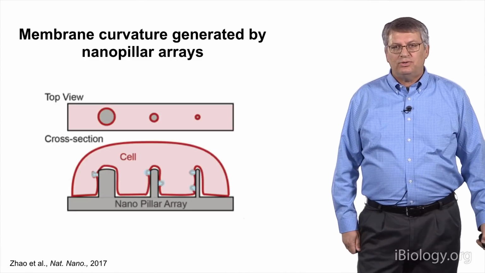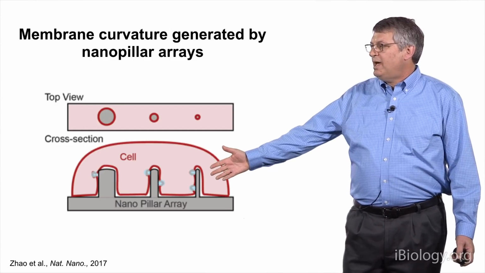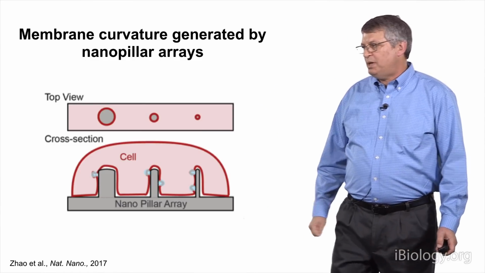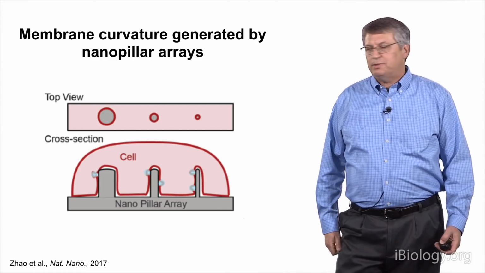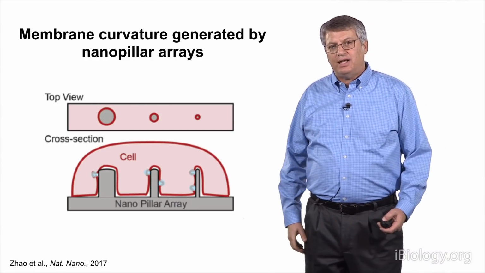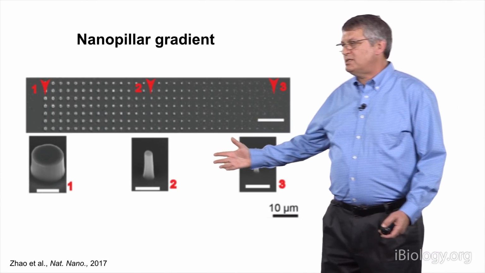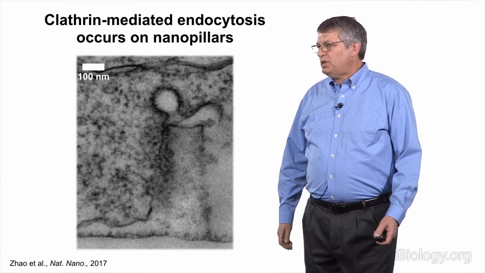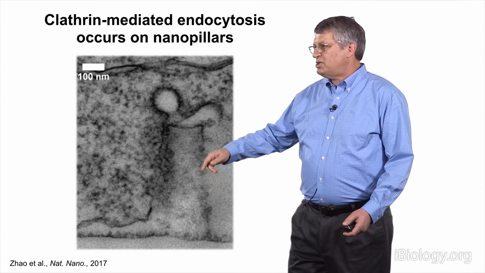Well, we were very fortunate to get together with the Cui lab at Stanford University, and they had shown that if they engineered nanopillars into quartz surfaces and then put a mammalian cell on those nanopillars, the bottom surface of the cell, the membrane, would adopt the curvature of those pillars. And so we asked whether, if we induced curvature in the membrane, that would affect the endocytic process. And so we used, for some experiments, gradients of nanopillars that were within a biologically relevant range of diameters.